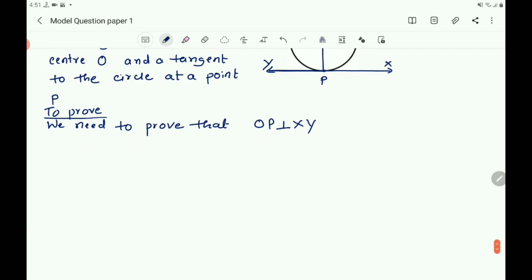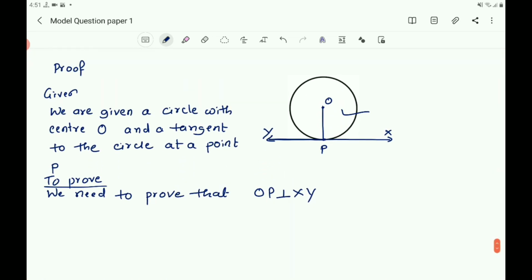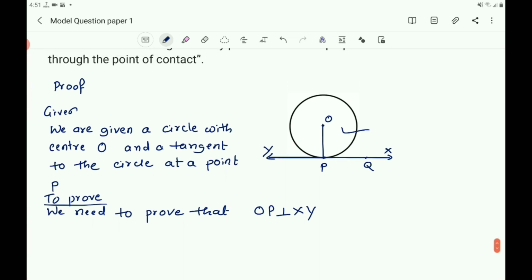Then here, to prove this, there is a need of one more point other than P. So you mark a point Q on XY, other than P. Take a point Q on XY other than P and join O and Q. Here Q is a point on XY other than P. So let us join it.